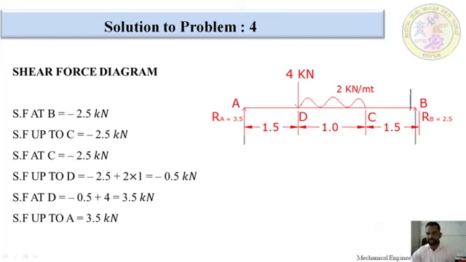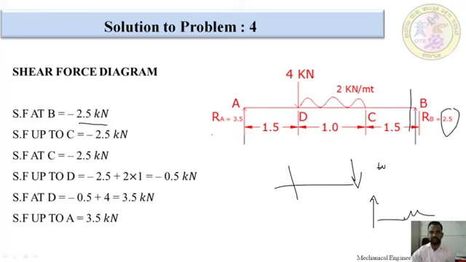Okay, I am going to take a section over here. There is only one upward force. In shear force calculation, from right to the section, downward forces are taken as positive and upward forces are taken as negative. This is an upward force, so it is negative. For that reason, 2.5 is negative. This is 2.5 kilonewton negative.